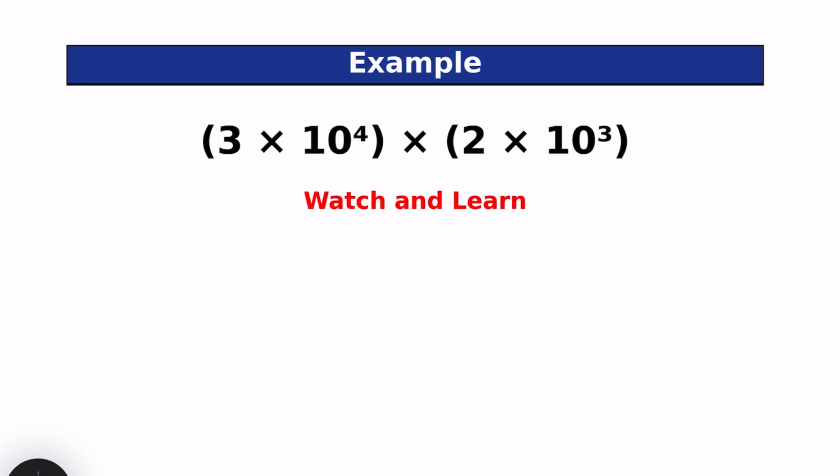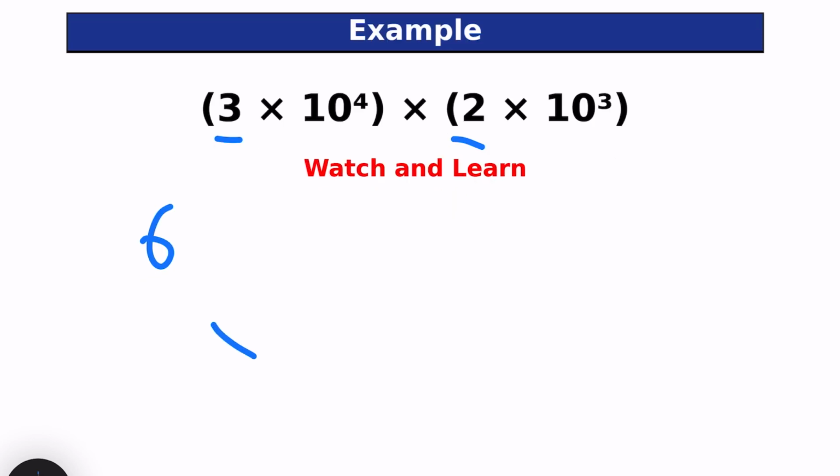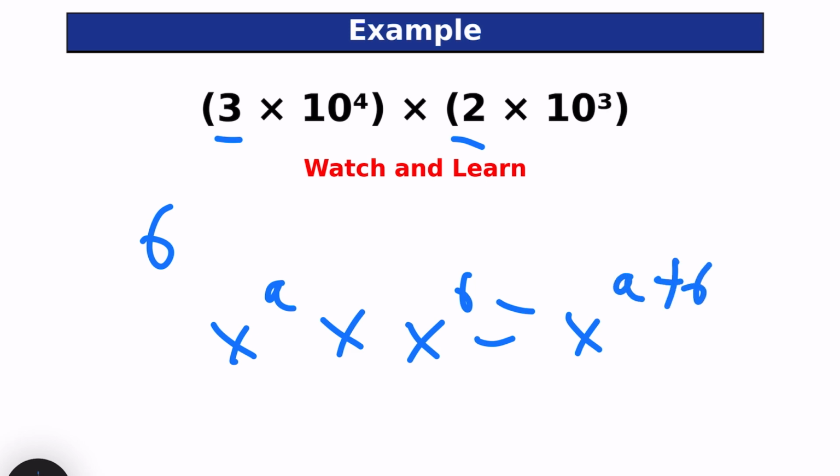Whenever you are multiplying numbers in standard form, the first thing you do is multiply the integers together. In this case we'd get 6, as 3 multiplied by 2 is 6. The next step is to multiply the powers together, and if you remember that x to the power of a multiplied by x to the power of b is equal to x to the power of a plus b. So when you're multiplying you add the powers.